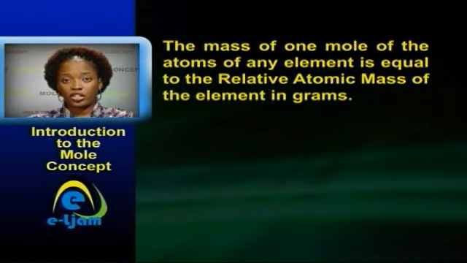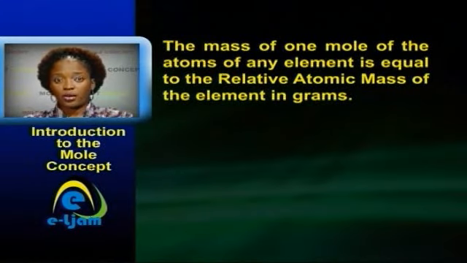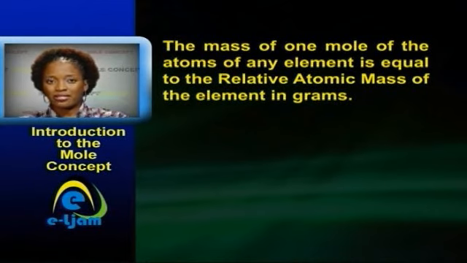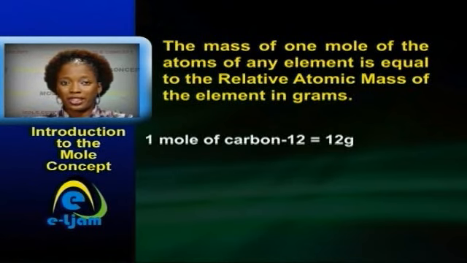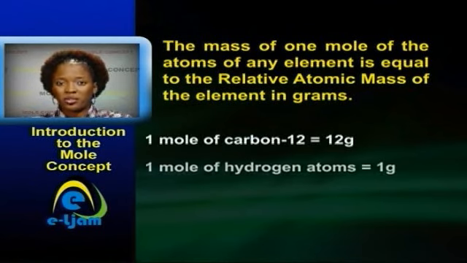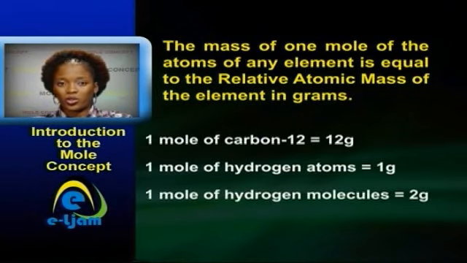Based on the definition of a mole, the mass of 1 mole of the atoms of any element is equal to its relative atomic mass. For example, a mole of carbon 12 atoms is 12 grams. A mole of hydrogen atoms is 1 gram. A mole of hydrogen molecules is 2 grams, etc.